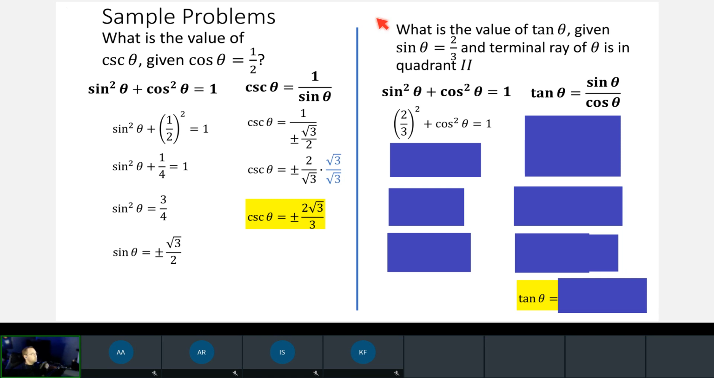Okay, everyone in chat, go ahead and type out what cosine is equal to. Radical 5 over 3. Plus or minus? Yep. I think that's right.